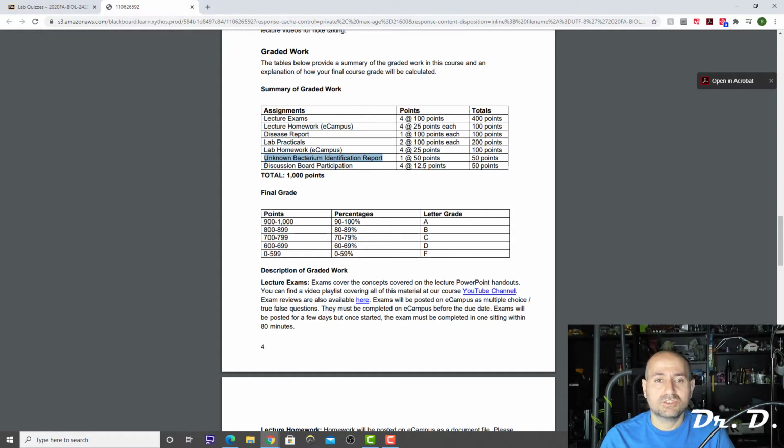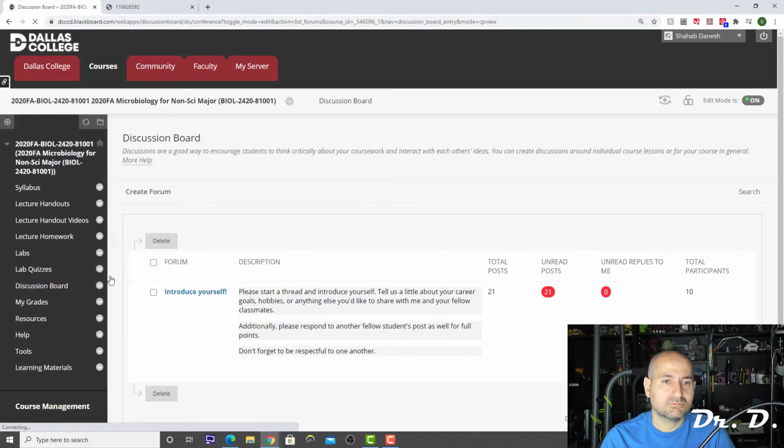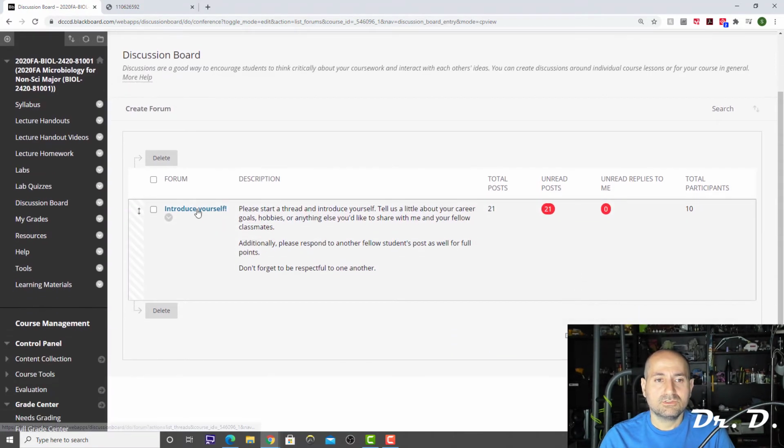And then there are discussion boards. This is important. Discussion boards, make sure you participate. There's a discussion board tab on the left. You see here, discussion board. And look what it is. Introduce yourself. It looks like a bunch of you have already introduced yourself. 10 people have introduced yourself.